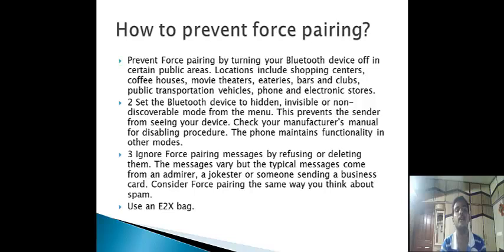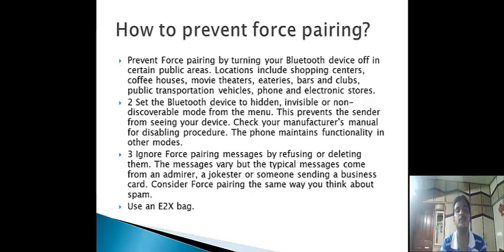attacks. You can prevent force pairing by turning off our Bluetooth in certain public areas, such as cinema theaters, malls, etc., where sometimes we don't even require it, and we just keep it turned on, and thus it provides a pathway for the hackers to hack. And set Bluetooth devices to hidden, invisible or non-discoverable mode from the menu.